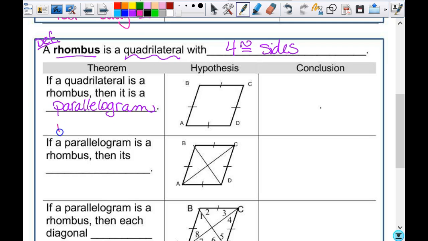All right, so if it is a rhombus, then it is a parallelogram. So my conclusion here, ABCD is a parallelogram. And just know that this is the symbol for parallelogram. But if that wasn't a problem and this is all I have, is that enough to say for sure it's a parallelogram? No.